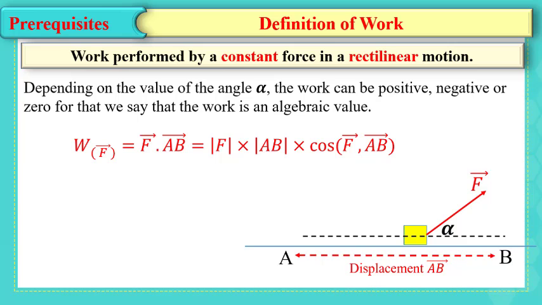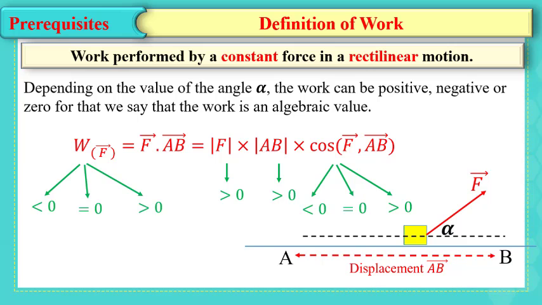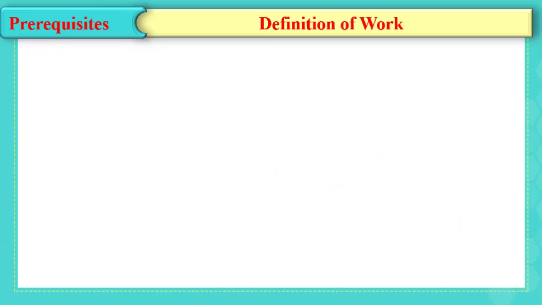And cosine changes its sign according to alpha. Since AB is positive as a magnitude and F is positive as a magnitude, when cosine is negative, the work will be negative. If cosine is 0, then work is 0, and if cosine is positive, the work is positive.